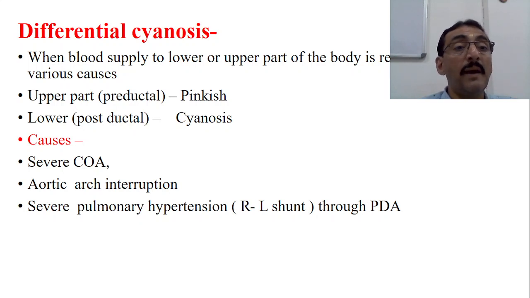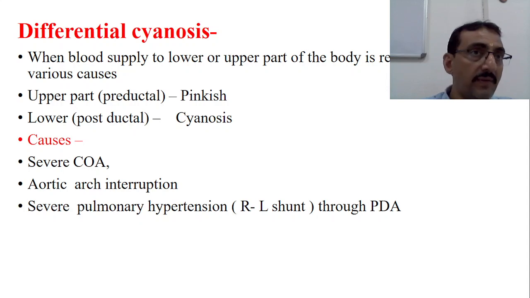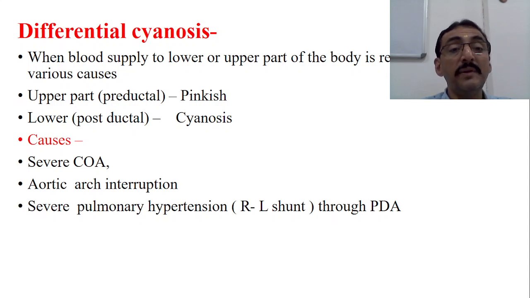For example, there is the aorta, the infundibular part, and the duct. If preductal stenosis is there, the upper parts will be pinkish, and with postductal problems, the lower part will be cyanosed. The causes are severe coarctation of the aorta, one of the causes, where the lower part is not receiving the blood and the upper part is receiving the blood; aortic arch interruption; or severe pulmonary hypertension. So these are some of the possibilities for differential cyanosis.